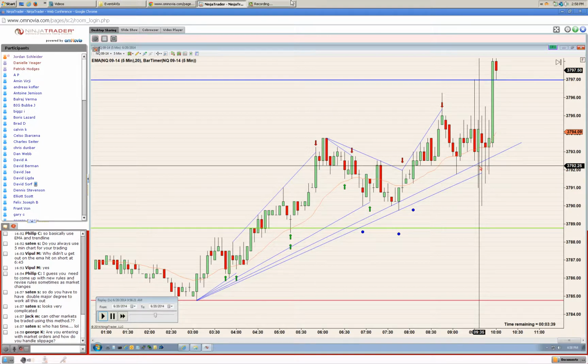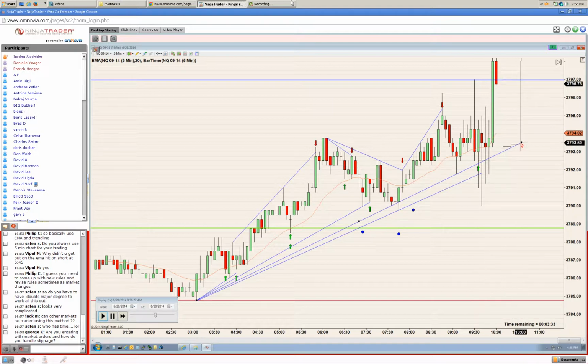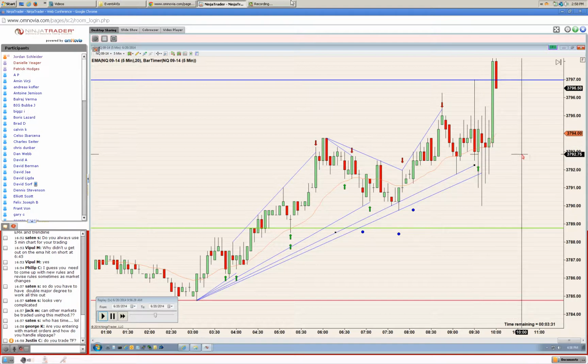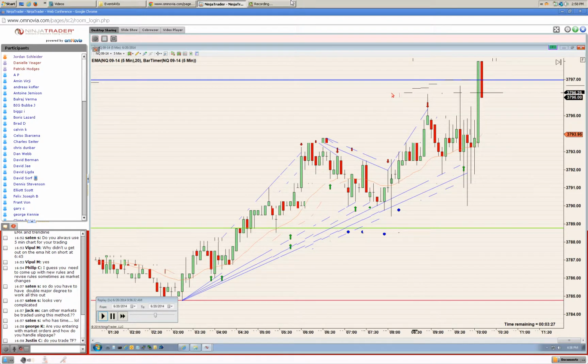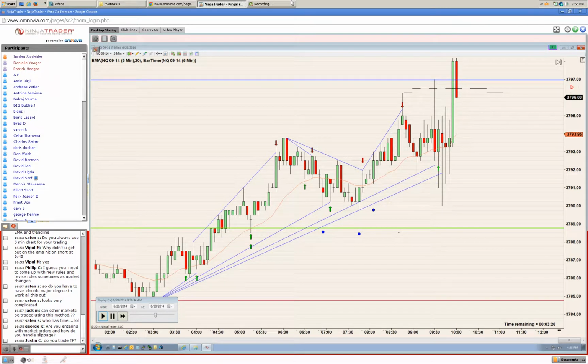So here it is again, okay, and we came down right here, and we went long on this one. Okay, this is a pre-market high right here, this blue line.